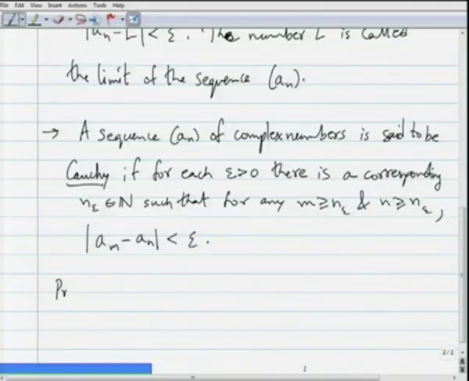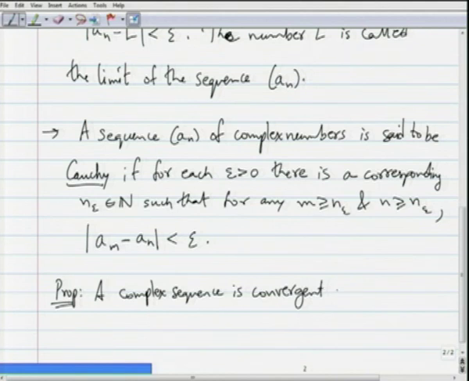Okay. And once again, why is this Cauchy condition useful? Once again, I will state that proposition here. Here is a proposition. A complex sequence is convergent to some number L if and only if it is a Cauchy sequence.